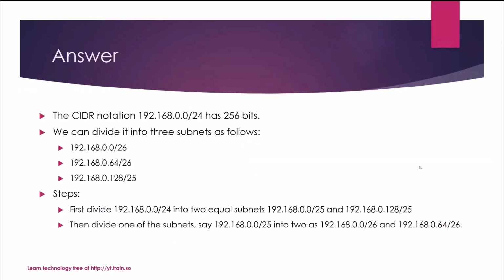The answer for the original question in the CIDR notation: 192.168.0.0/24 has 256 addresses. So first you have to divide it into 2, and then you have to divide either one of those into 2 again. So as I mentioned, when you split /24 into 2, it will become /25. And when you split /25 into 2, it will become /26.